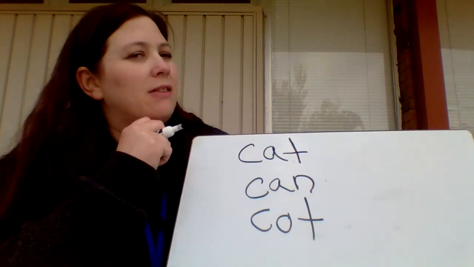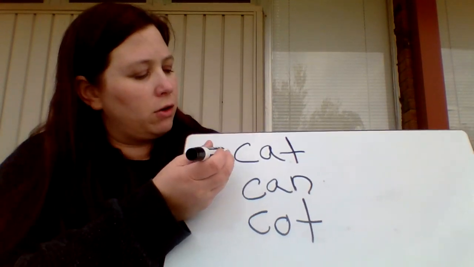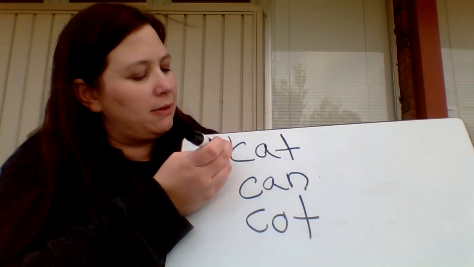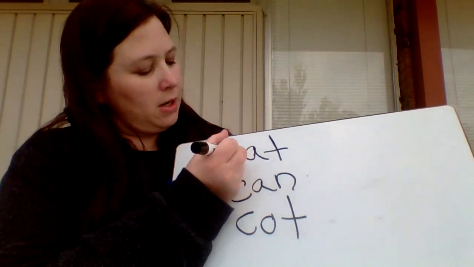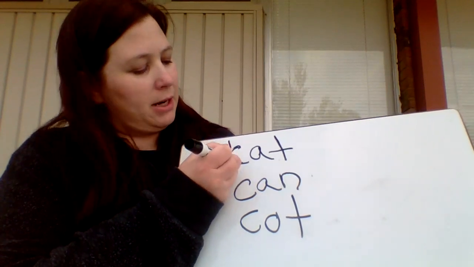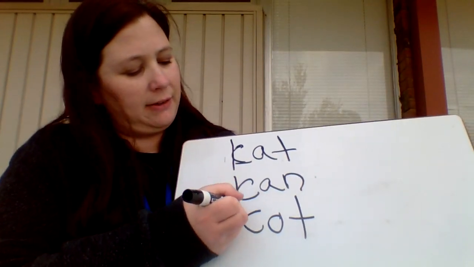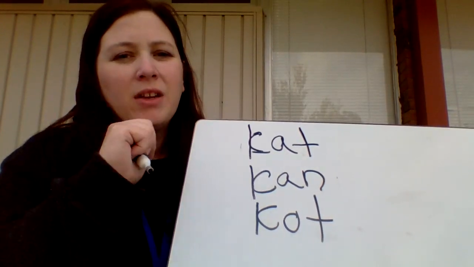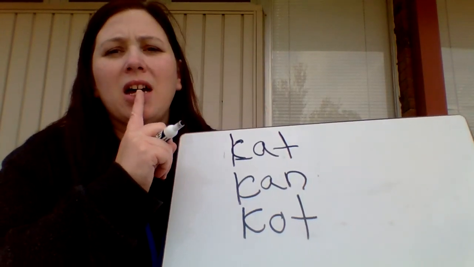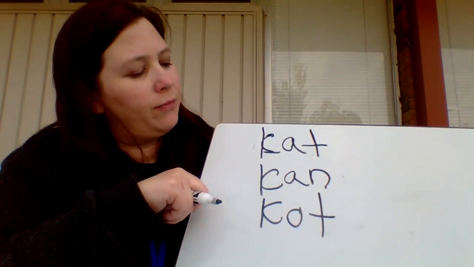When we're practicing our coding, we're going to put this little line behind the C. We're going to put this little line behind the C like that. And then what does that C kind of look like? It kind of looks like an A. So that's going to help us remember that it makes that K sound when we're coding. Okay?